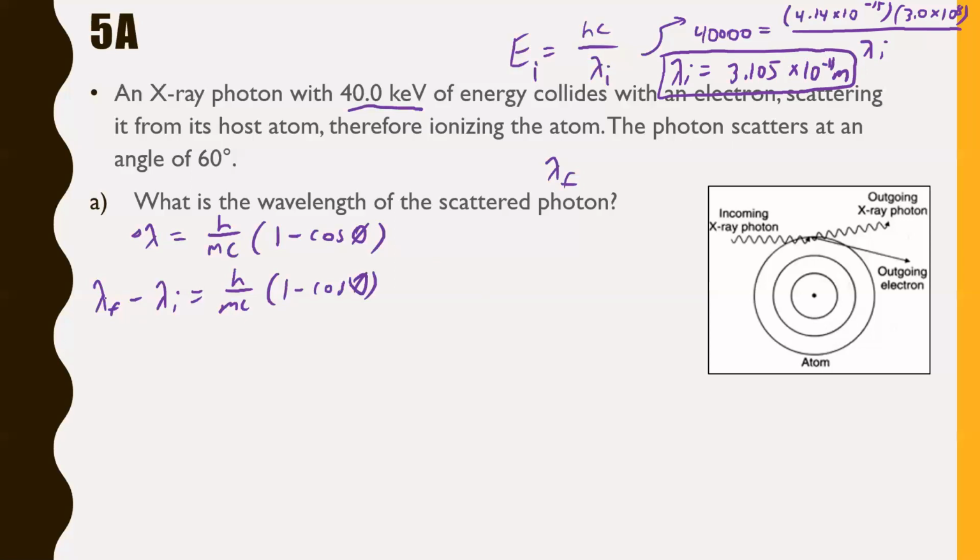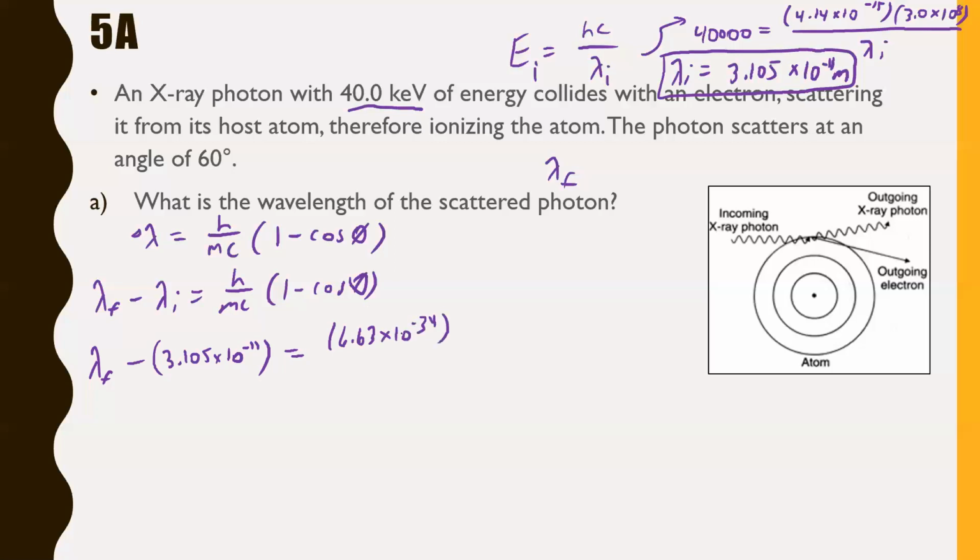Let's fill in all the information here because we can now find lambda f, right? So lambda f is what we're looking for, minus lambda i, which I'm going to put in brackets to keep it really safe, 3.105 times 10 to the negative 11. This is going to equal h. Now in this case, we should use h in joules because it's being matched with a mass as well as a speed of light here. We're not dealing with the energy in kilo electron volts anymore. So we will put this in the standard units: 6.63 times 10 to the negative 34.